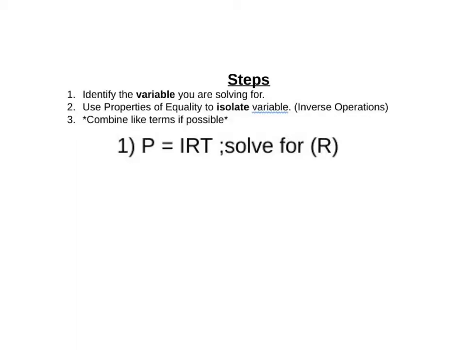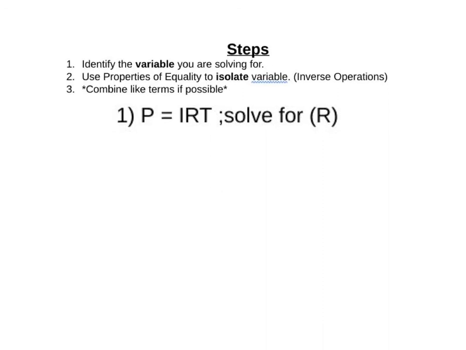Okay, remember when we are solving literal equations, what we are doing is looking for the variable. So in this case here, we are solving for r. And then we're going to use the properties of equality to isolate that variable. So this is using your inverse operations. If you see adding, we're going to subtract. If you see subtract, you're going to add. If you see multiplying, we're dividing. If you see dividing, we're going to multiply.